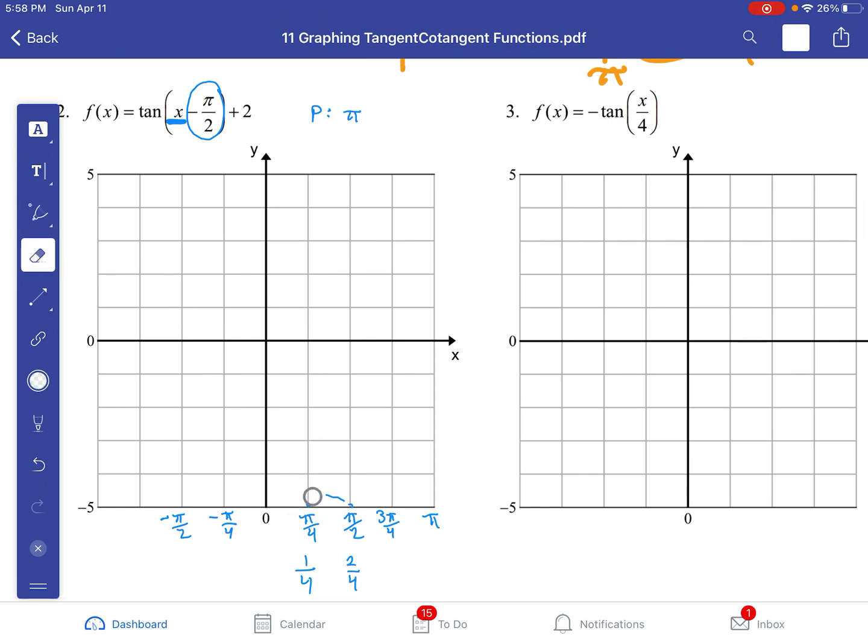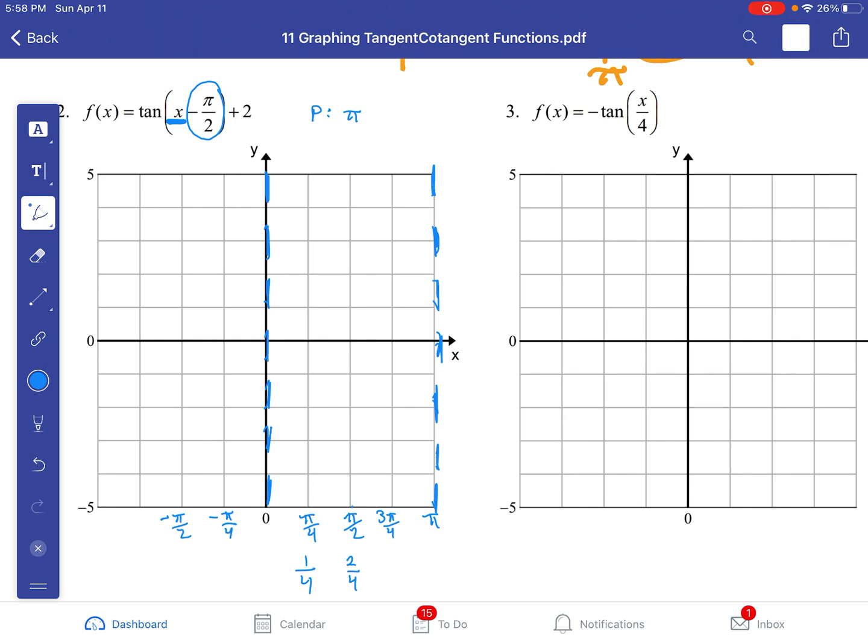What that means for our graph is our asymptotes for our normal graph, which were usually at negative pi over 2 and positive pi over 2, have also shifted 2 intervals to the right. So they are going to be now here at 0 and here at pi. So we can put those in after we've done our horizontal shift.